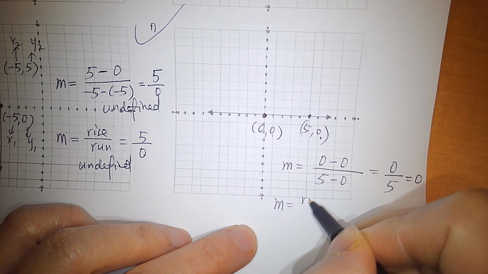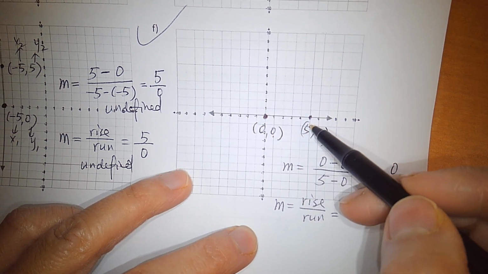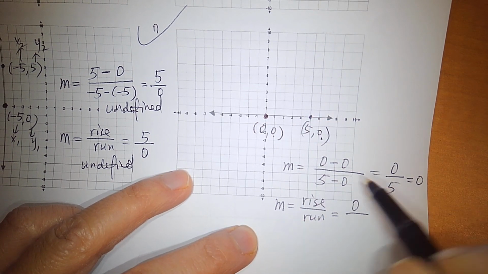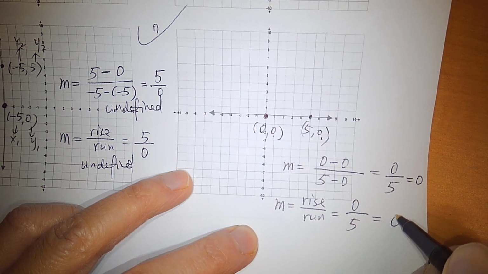Or rise over run. What is the rise from this point to that point, vertically? 0, right? What is the run? 5 units, right? So 0 over 5 is 0.